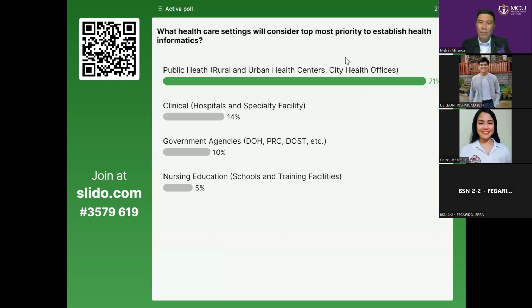I chose public health too, as what my classmate said, collecting data is really important so we can improve our health centers, because documentation, a vital nursing process, is very important for us to know what we will do next for our clients or patients in the community.